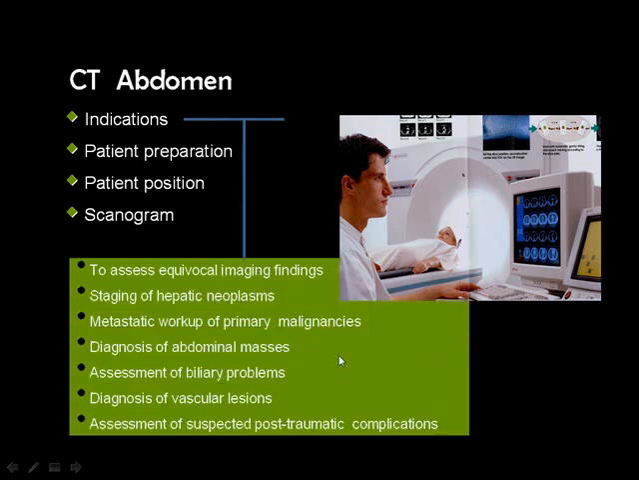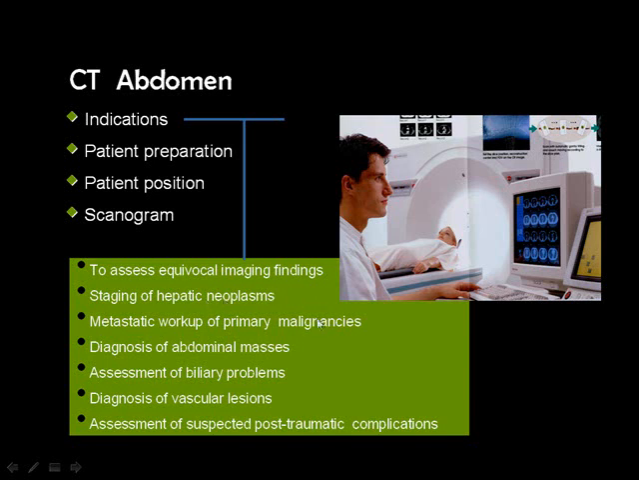There are many indications for examination of the abdomen by CT, and the most common and the most important one, in my opinion, is to assess an equivocal imaging finding. You all know that many patients are examined by ultrasound, and there is a lesion that cannot be fully diagnosed and needs further verification. Then comes the role of CT scan.